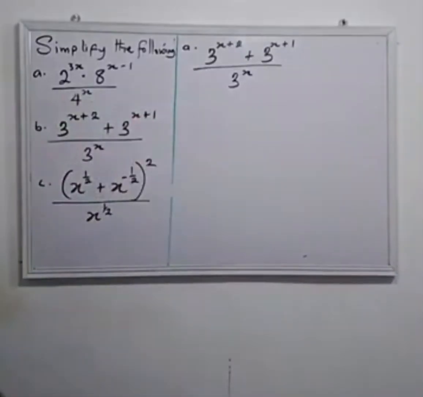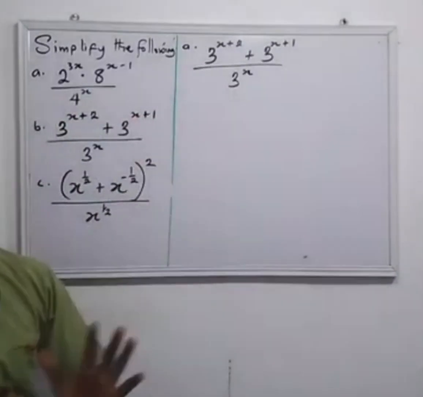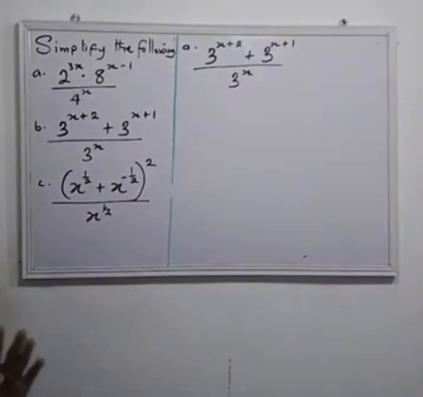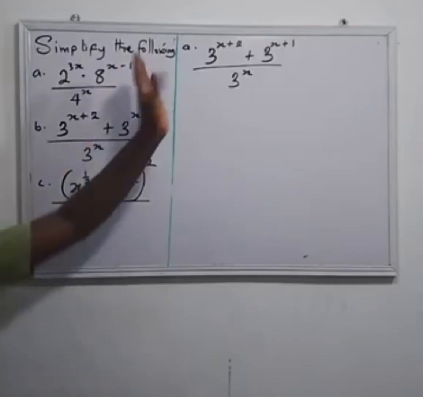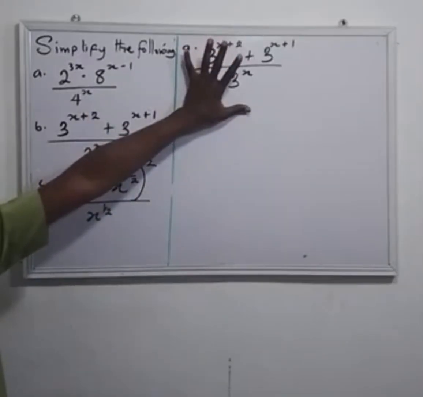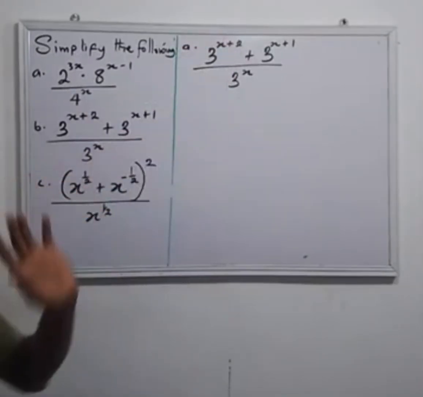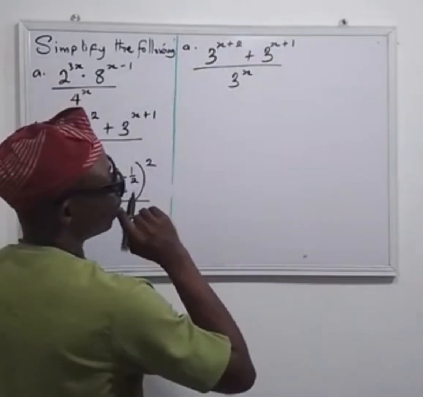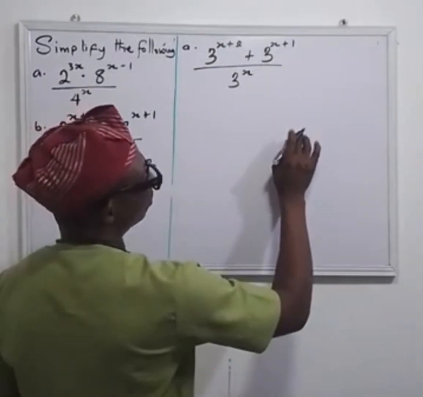We have to simplify this indicial expression. So how do we simplify this? What comes to mind is the laws of indices. How will I apply the law of indices to solve this? All right, now let's look at it. I'm going to be applying the law of multiplication.